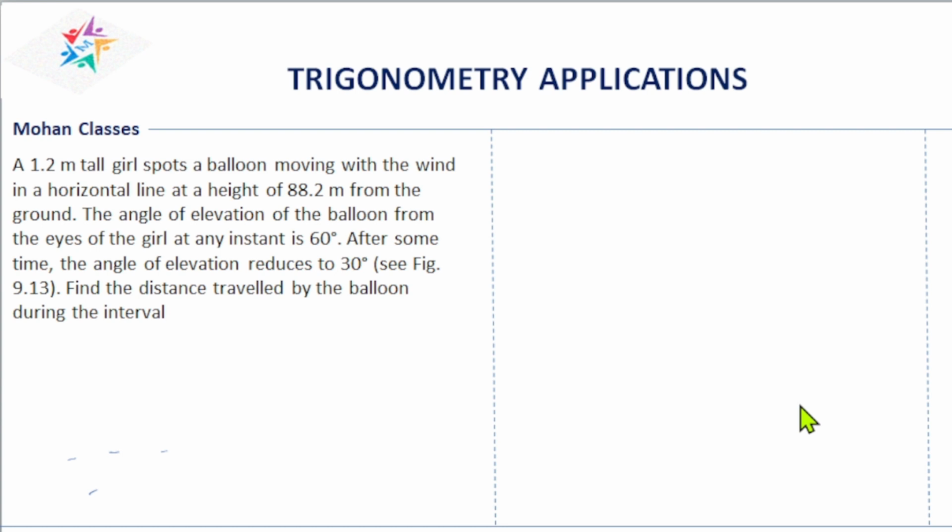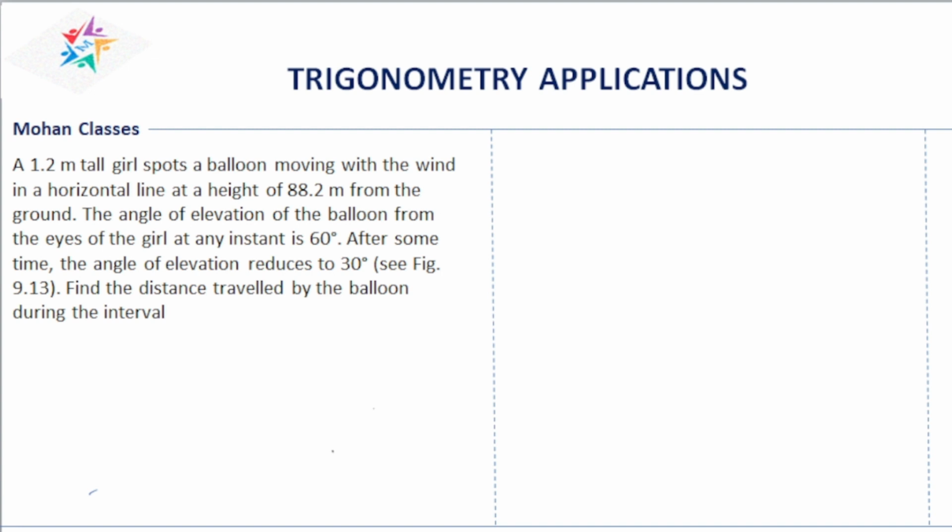Here, a 1.2 meter tall girl spots a balloon moving with the wind in a horizontal line at a height of 88.2 meter from the ground. The angle of elevation of the balloon from the eyes of the girl at any instant is 60. After some time, the angle of elevation reduces to 30. Find the distance traveled by the balloon during the interval. Let us draw the diagram first. So, how do we have to do the diagram?